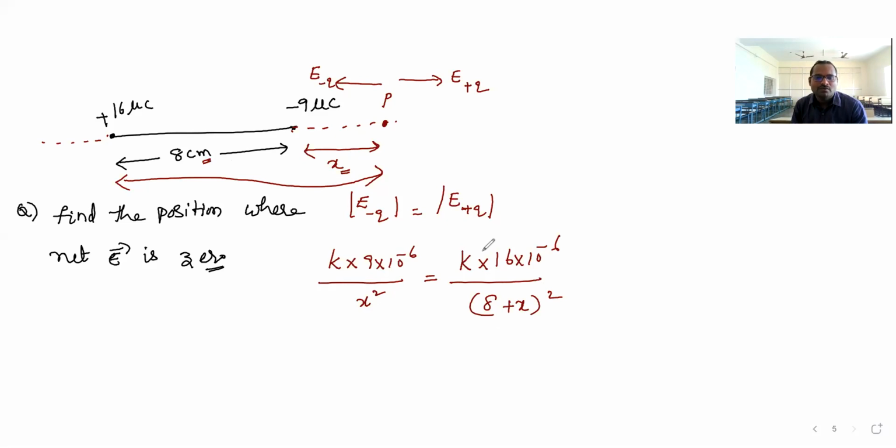Now K cancels, and 10 to the power of minus 6 on both sides also cancels. What you have is 9 by x square is equal to 16 divided by 8 plus x whole square.